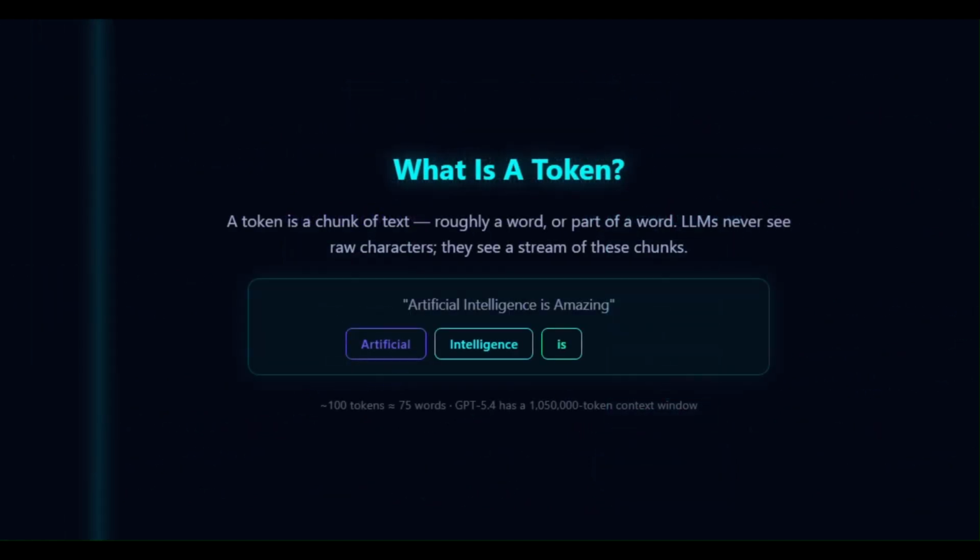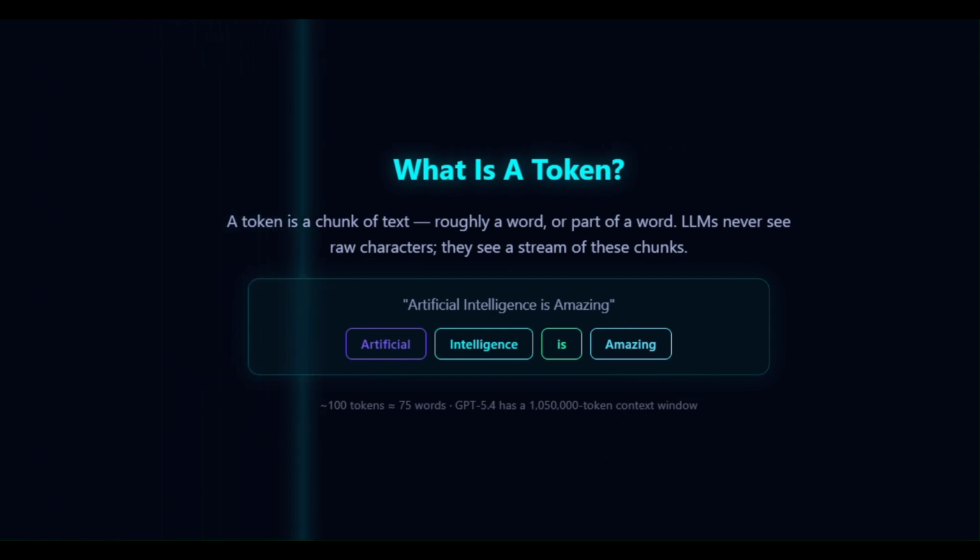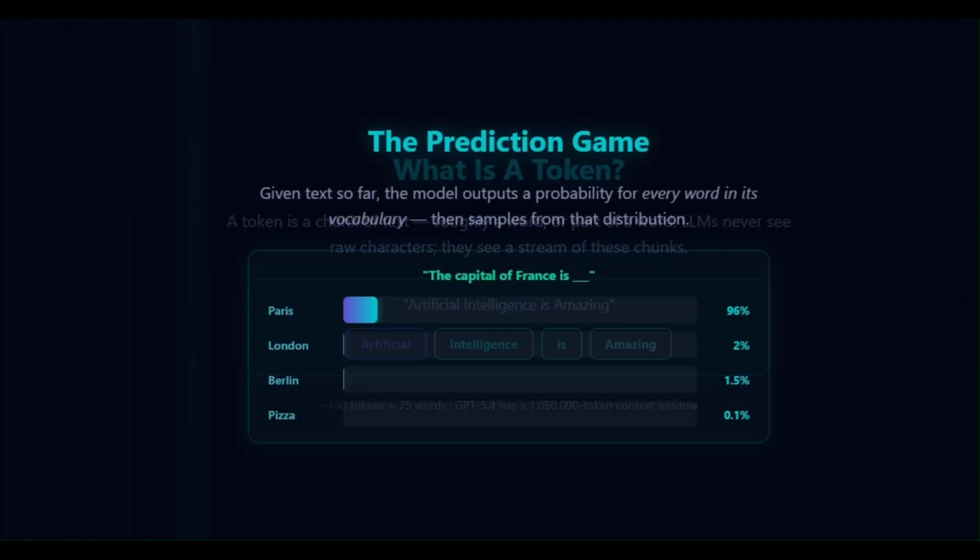So what exactly is a token? A token is a chunk of text. Sometimes it's a full word. Sometimes it's only part of a word. For example, the sentence "artificial intelligence is amazing" gets broken into smaller pieces called tokens. Language models don't see letters or words the way we do. They see streams of tokens. And every prediction they make is really a prediction about what token should come next.